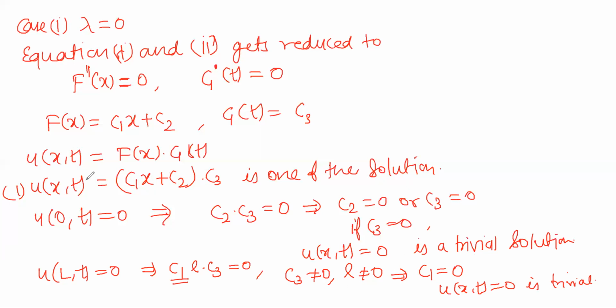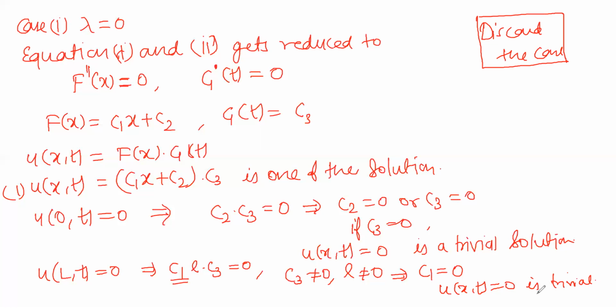So this equation doesn't have the capacity to give what we need. So we will discard this case. Discard this case, we don't need it. That means what? Our lambda cannot be 0. So now we will take case 2.